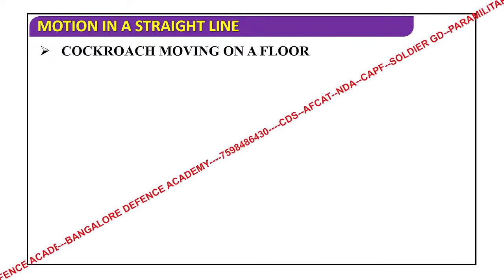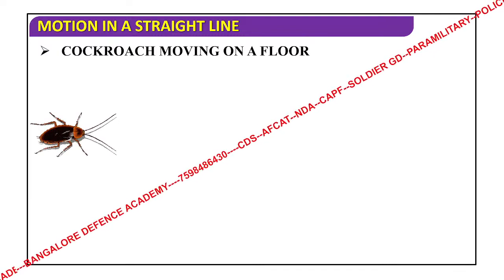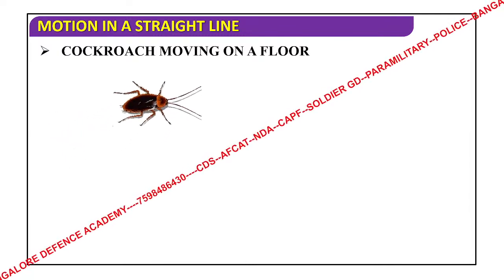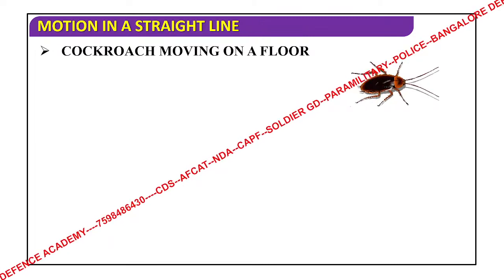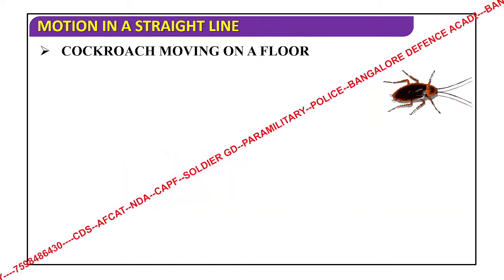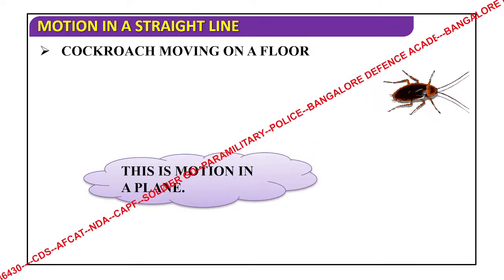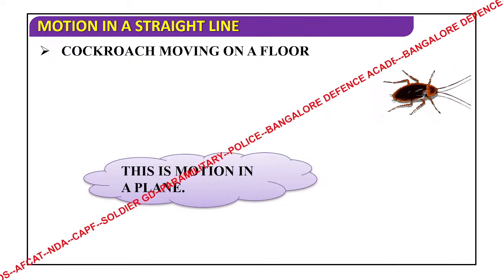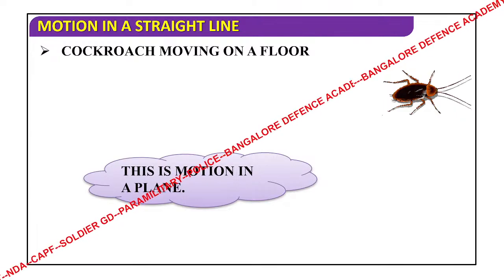Now let us take an example of a cockroach moving on a floor. This is a cockroach and it is moving on a floor. So now what type of motion is it? So this kind of motion is called motion in plane. Okay, motion in plane. We'll see this in the next chapter.